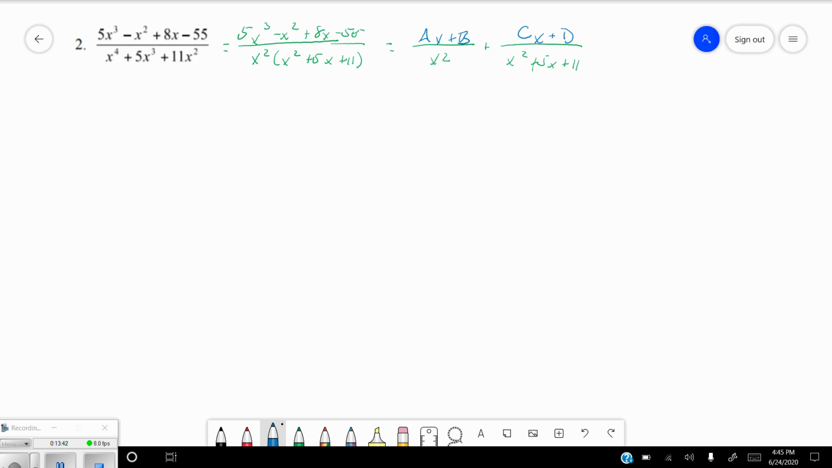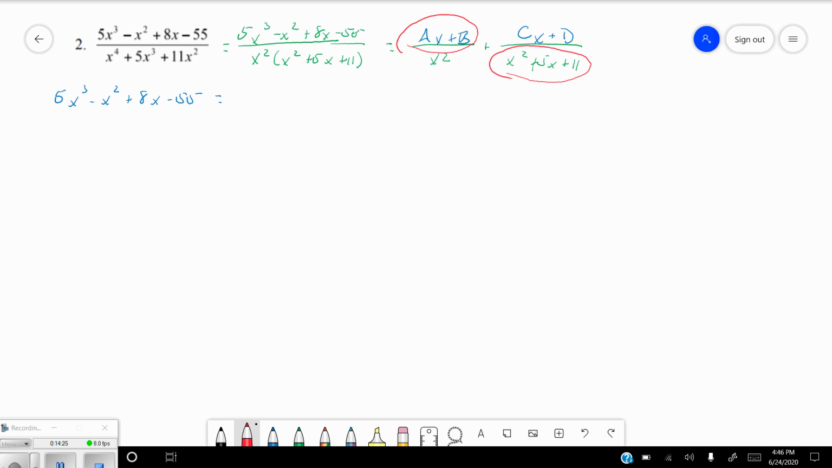Okay, so now what we have is the fraction on the left is equal to these two split up fractions on the right. Once again, the general idea is I've got to multiply what's missing on the top and the bottom. Well, we do know that the denominators are going to go away, so we're going to skip that step in this case. So we're going to go straight from the fact that the numerator, 5x cubed minus x squared plus 8x minus 55, is going to equal the numerator over here, this ax plus b, it's missing that denominator.